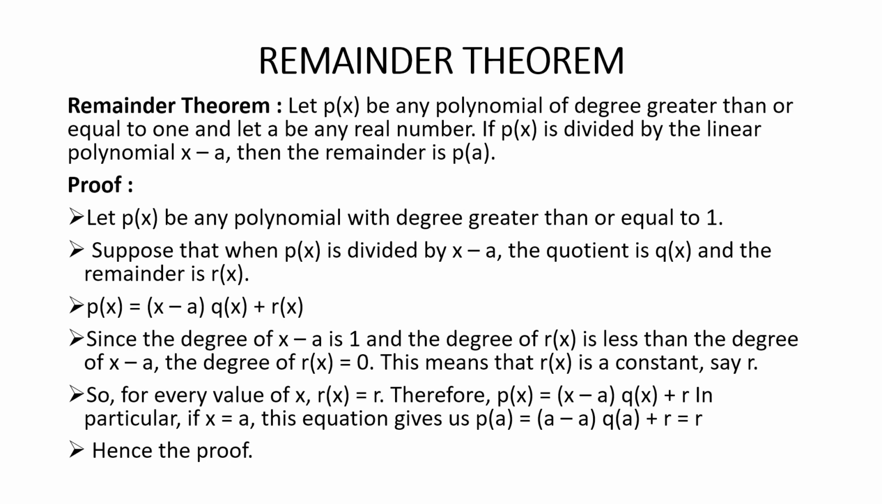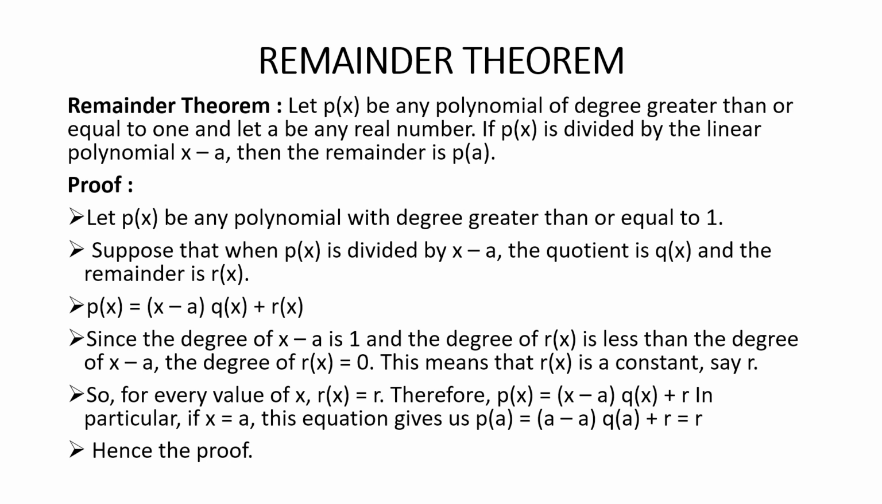Now since the degree of x minus a is 1, it is linear, and the degree of r(x) is less than the degree of x minus a, the only possible value is that the degree of r(x) will be equal to 0. This means that r(x) is a constant. Its degree is 0, so r(x) is a constant. So now we can say it is some r. So for every value of x, r(x) will be equal to r because it is a constant. It does not depend on x. Therefore, p(x) is equal to (x minus a) into q(x) plus r.